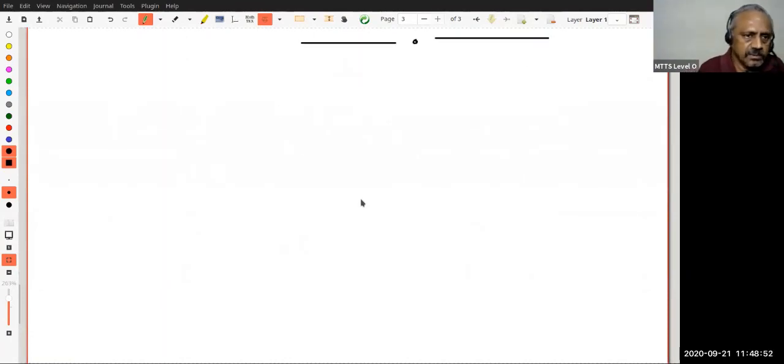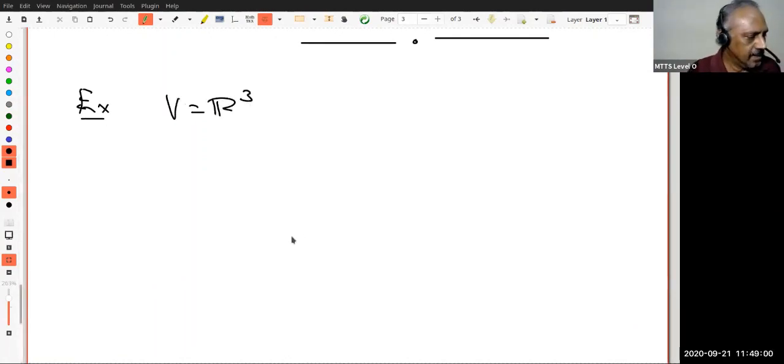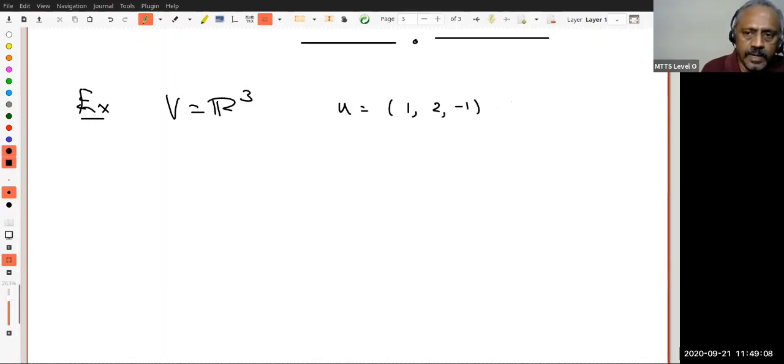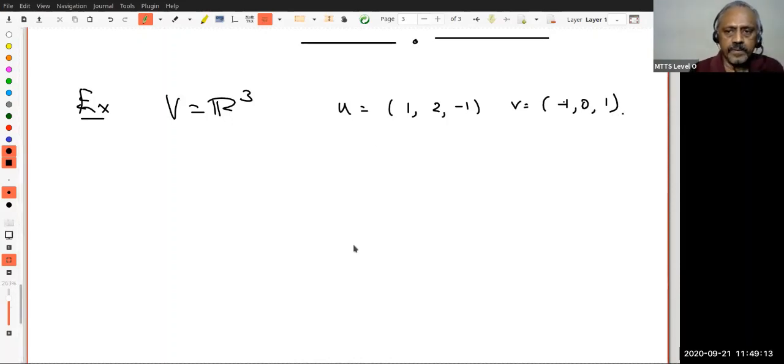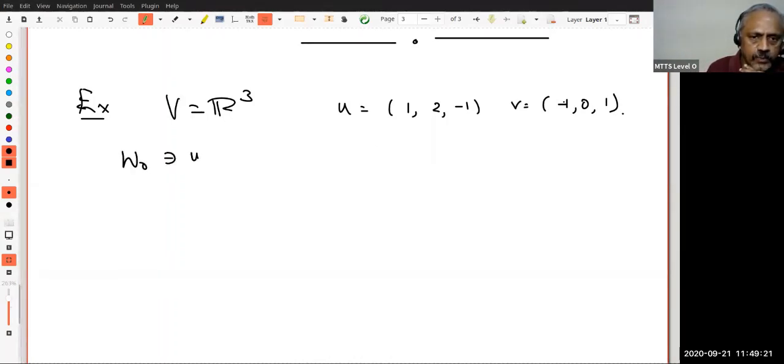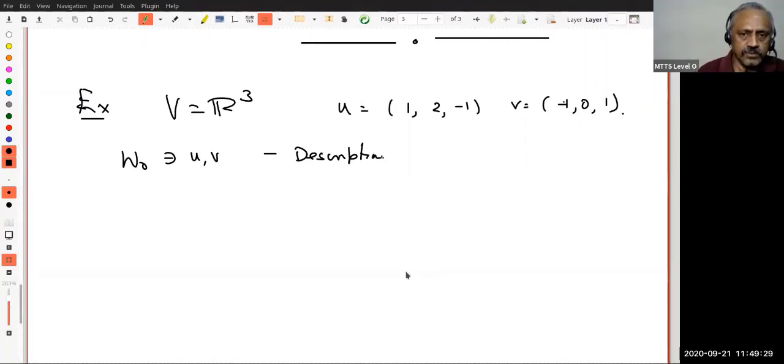Let us go. So let us look at an example. Let us take V equal to R3 and my vectors to be, let us say, U is 1, 2, minus 1, and V is minus 1, 0, 1. You understand this? So I want to know what is the smallest vector space containing U and V. I want a description, right?